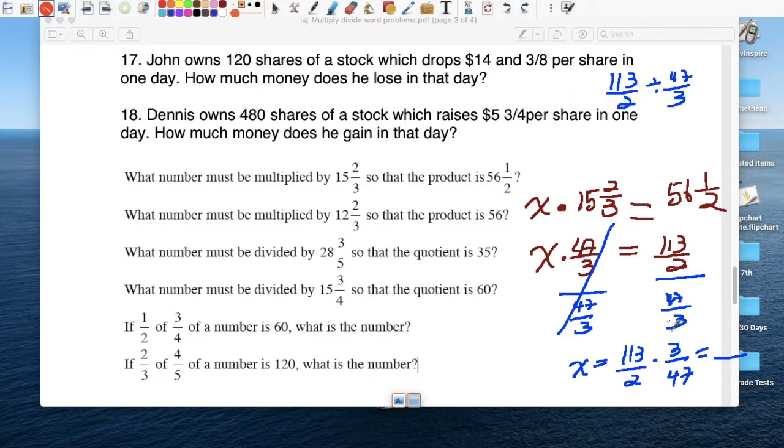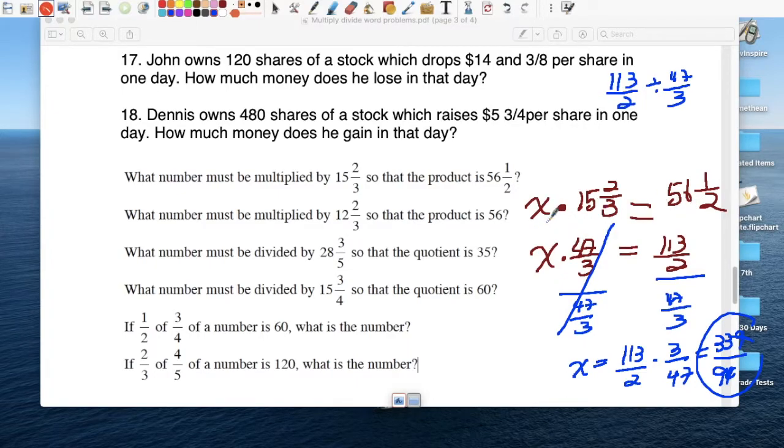94 at the bottom, I believe. And then on the top, it's going to be 339. So the answer is that. So 339 over 94 times 15 and 2/3 equals 56.5.